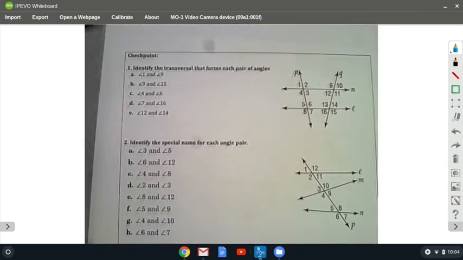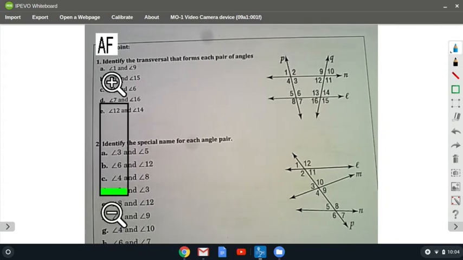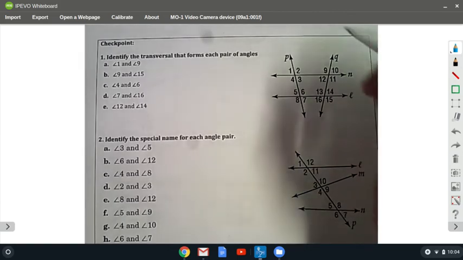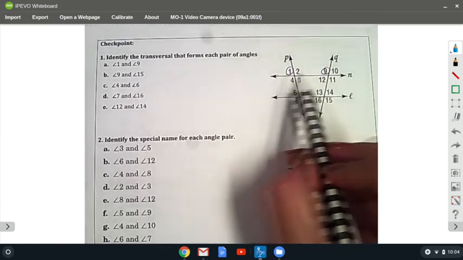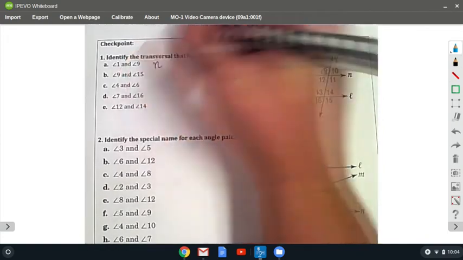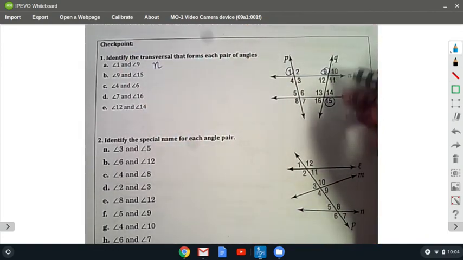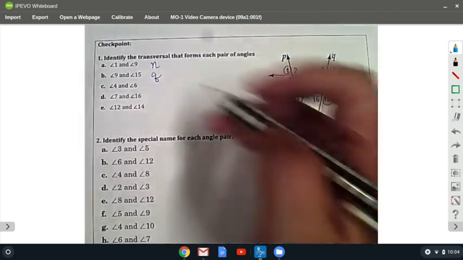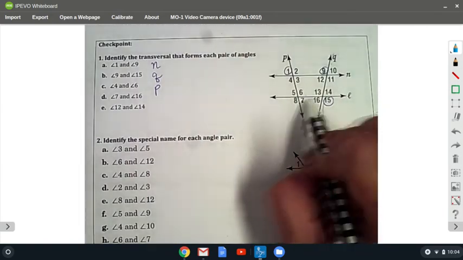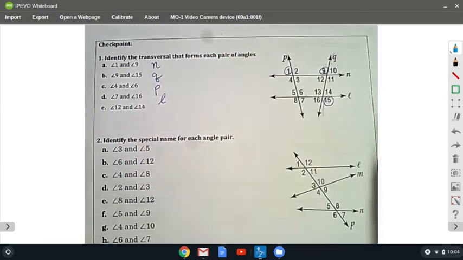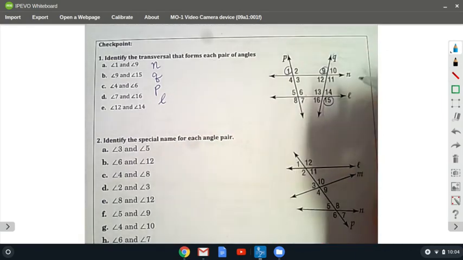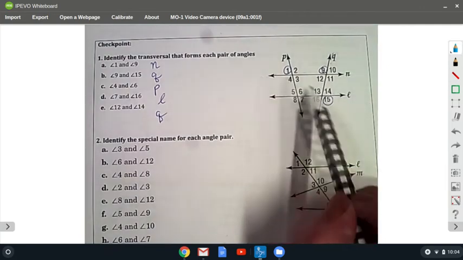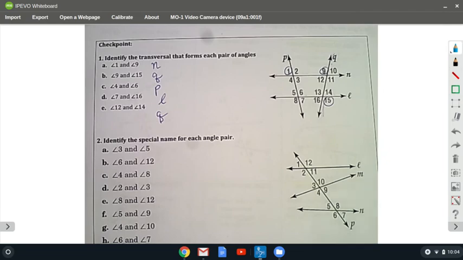So let's think about some problems that we might see in regards to these. Identify the transversal that forms each pair. Okay, so 1 and 9. What transversal are they on? They're on this one, N. 9 and 15 are on this transversal, Q. 4 and 6 are on P. 7 and 16 are on L. 12 and 14 are on Q. Okay, so 12 and 14 are on 2 different lines, but they're on the same transversal.